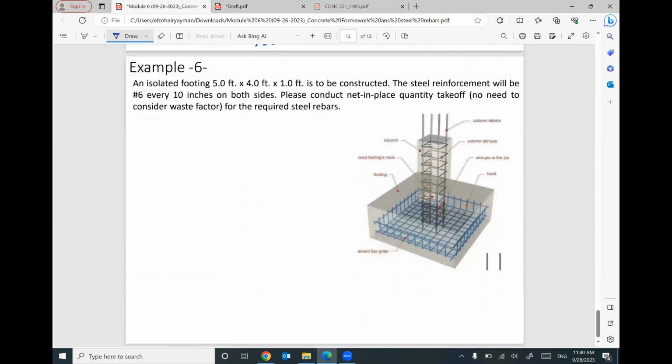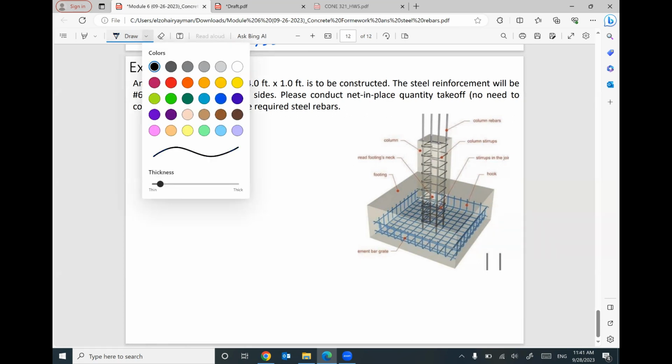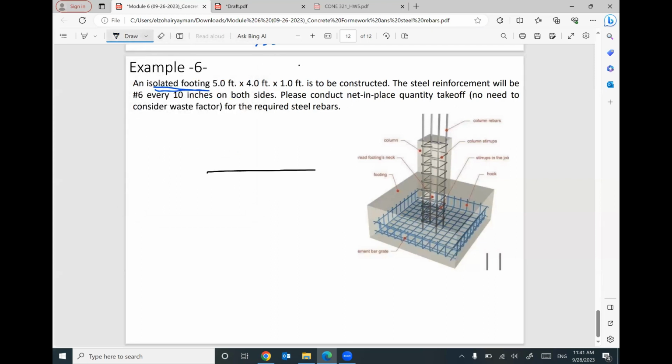I would like to do this example. This is a footing. And I would like to help you to figure out how we can consider the required steel reinforcement for a footing, an isolated footing. We have an isolated footing 5 feet by 4 feet by 1 foot thickness. So keep in your mind, I would like to explain it in more detail. This is the footing. Looks like this.